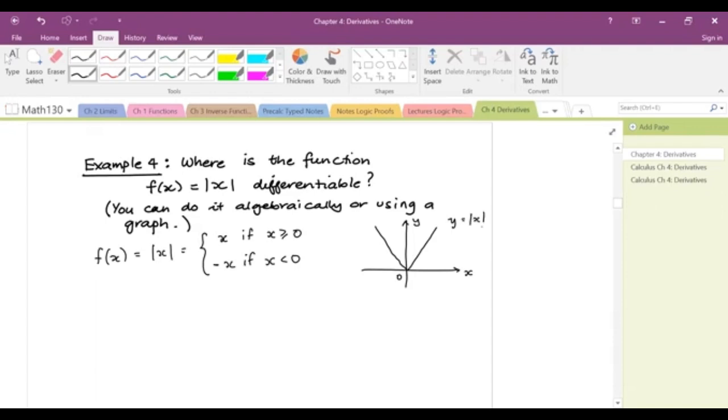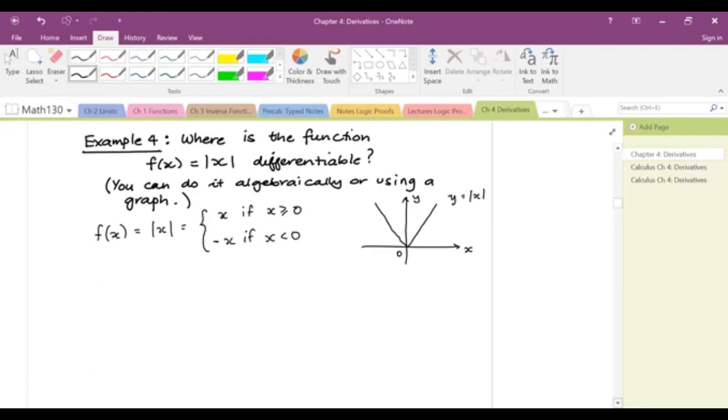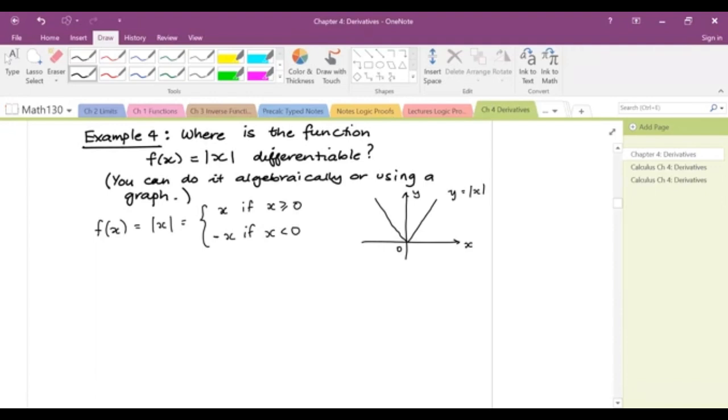Okay, so we're going to do this algebraically, and we're going to do it from first principles using the definition of the derivative of a function. So we've got a couple of options here. We've got x greater than 0, x less than 0, and then x equal to 0. So we've got three cases that we need to investigate here. So let's start with the first one.